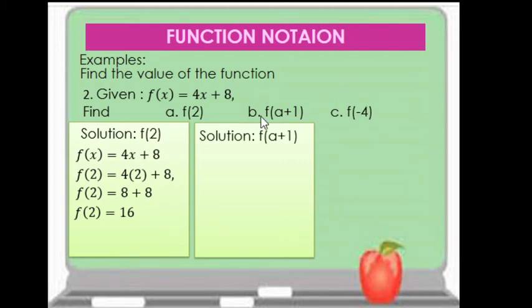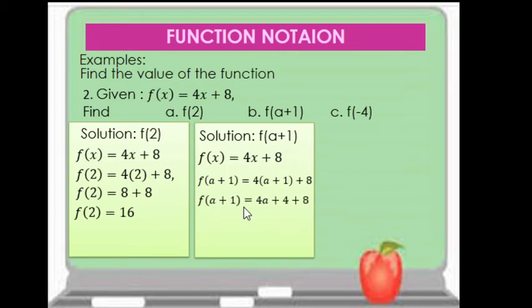Next, f of a plus 1. So, yung x, papalitan natin siya ng a plus 1. So, f of x is equal to 4x plus 8. So, f of a plus 1 is equal to 4 times a plus 1, plus 8. So, ang gagawin natin dito, we're going to use the distributive property of equality. So, multiply natin siya 4 times a and 4 times 1.